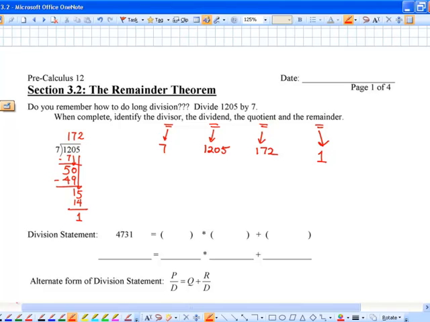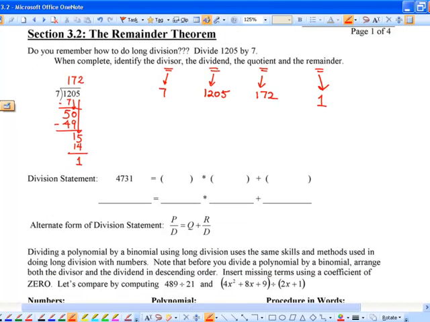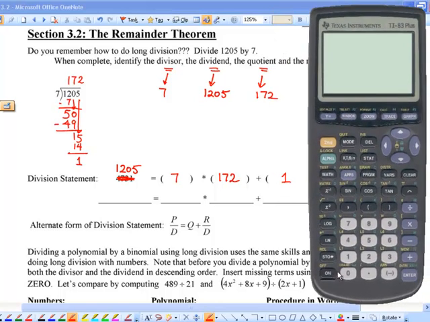So I don't know if you remember this idea of the division statement, but this number, it's not 4731, I don't know where that came from, sorry guys, it's 1205, cross that out please. So 1205 is actually equal to the number 7 multiplied by 172, and you're going to add 1 to it. And if you're not too sure, bring on your calculator and let's double check. 7 times 172 plus 1, oh yeah, 1205.